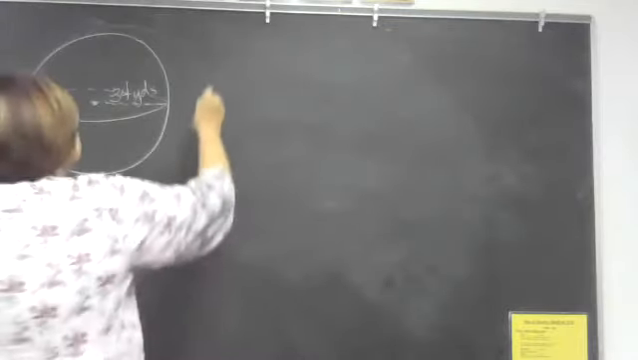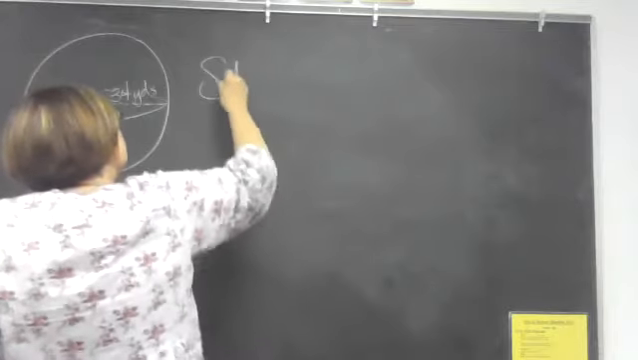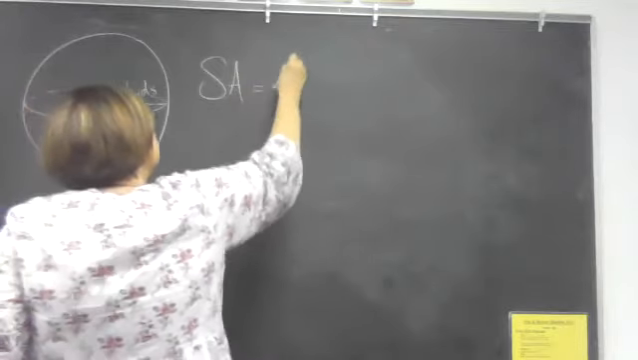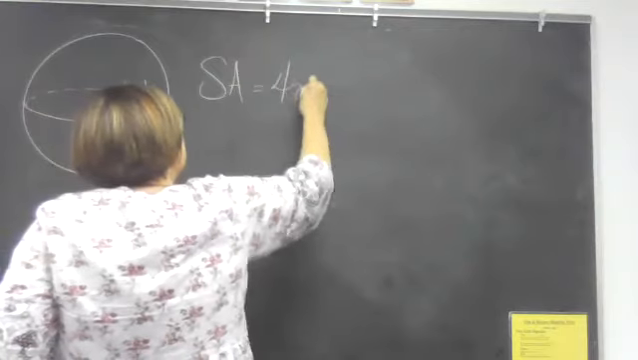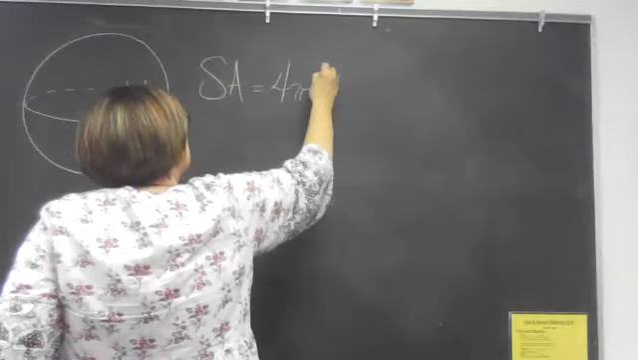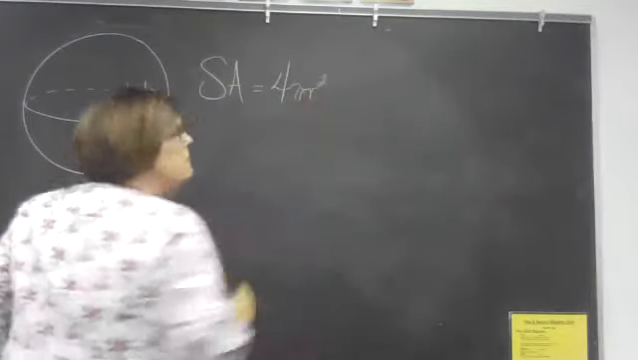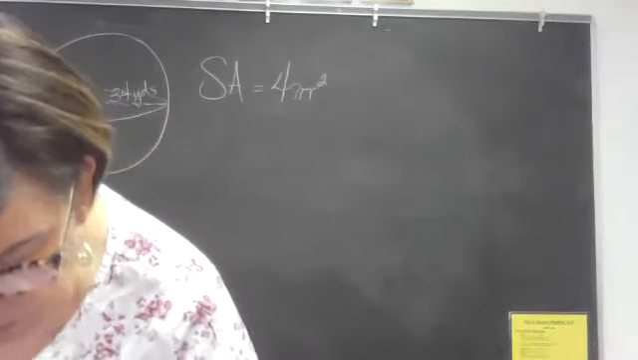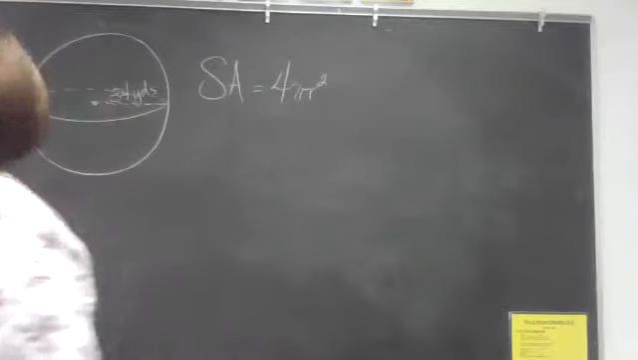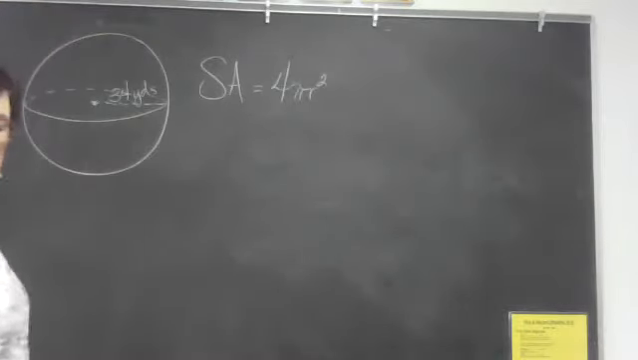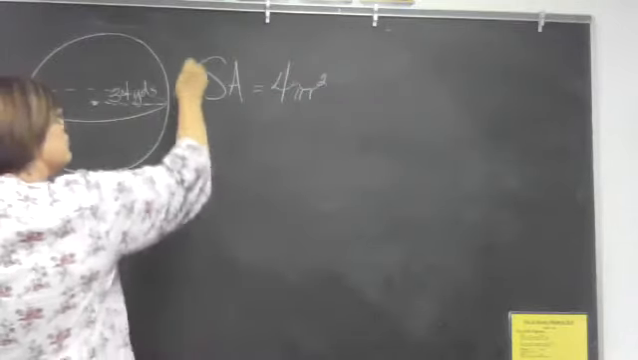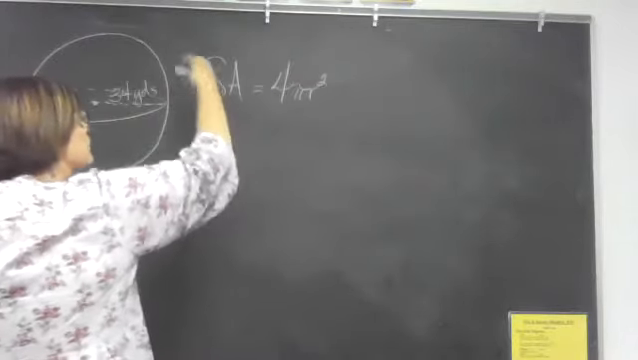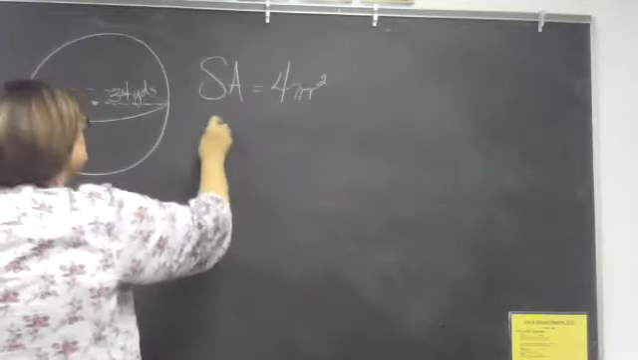And I think, I'm just testing my memory here. I think the surface area is 4 pi r squared. Ha ha, the girls still got it. All right. So surface area, notice that I wrote the formula first. This will help you guys.